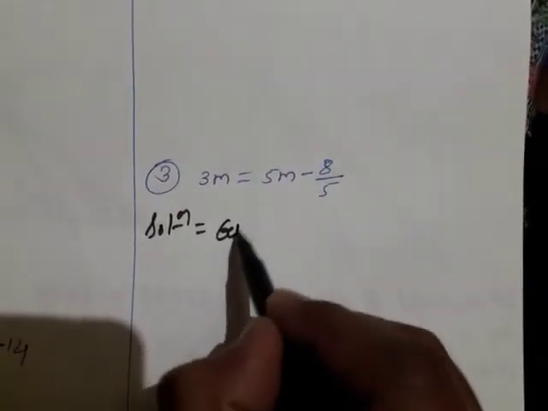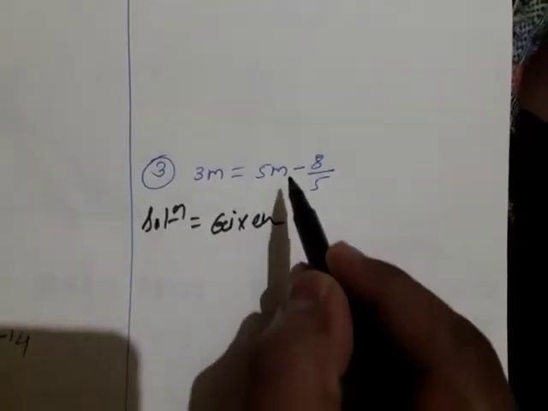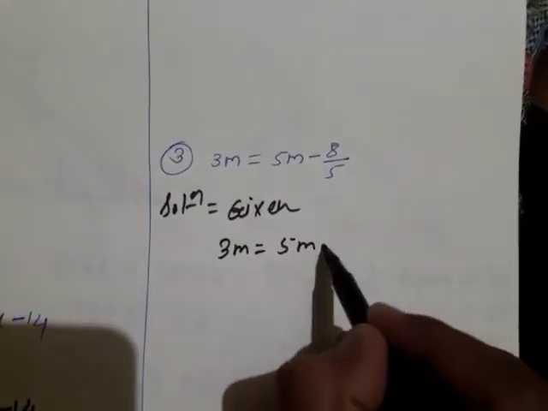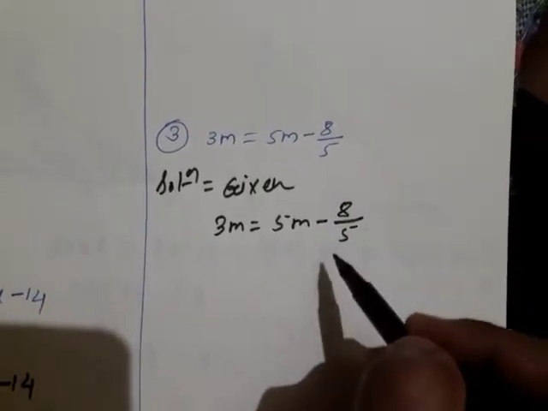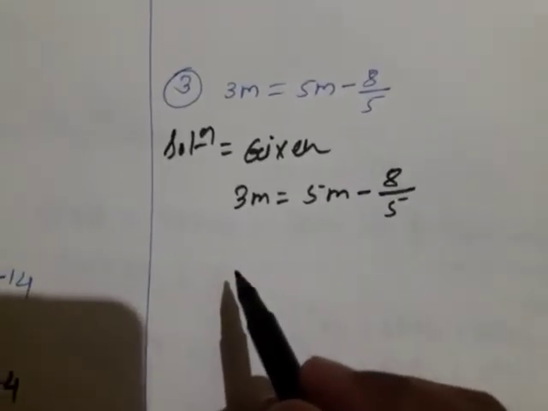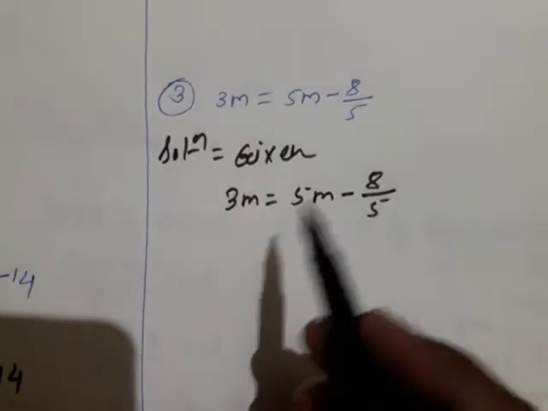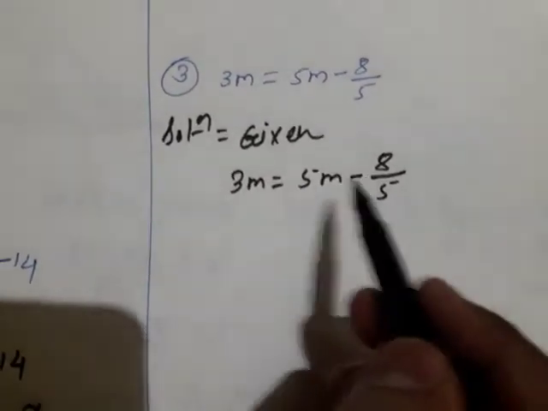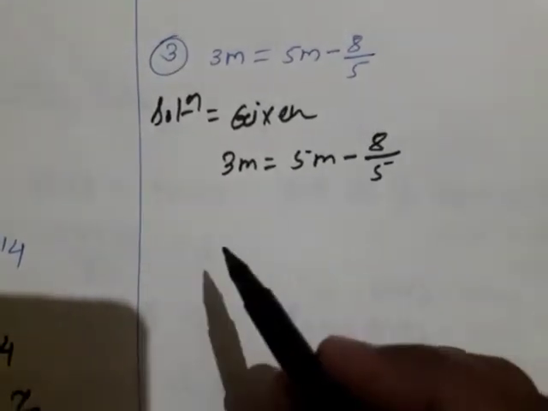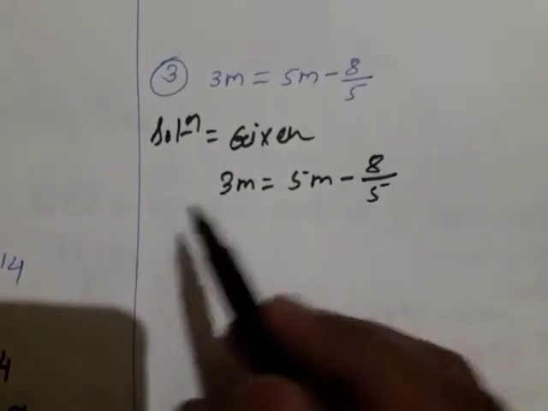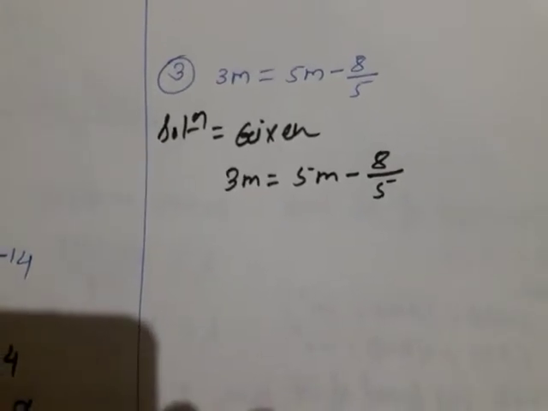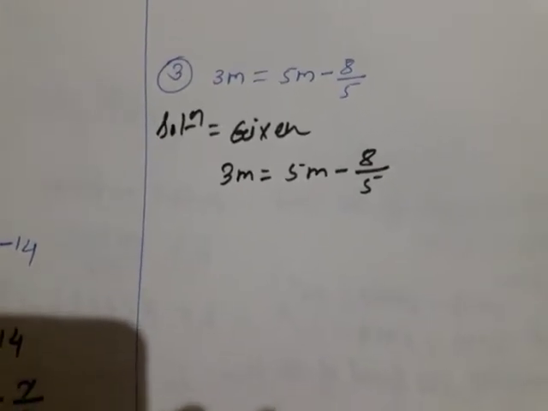Solution. Given. What is given? 3m is equal to 5m minus 8 divided by 5. Look here. Here also you can do one thing. Here the denominator is 5, but here the denominator is not there. You can divide this equation by 5 also. You will get no problem at all. Otherwise you can solve in this way also.